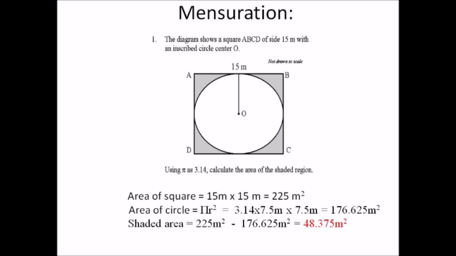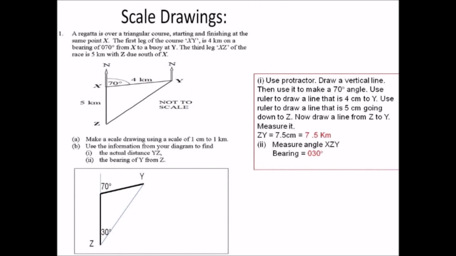Okay, but once you do that, you find the area of the square, and then find the area of the circle. You subtract the area of the circle from the area of the square, and then you get 48.375 square meters. Okay, scale drawings, remember, use your protractor.